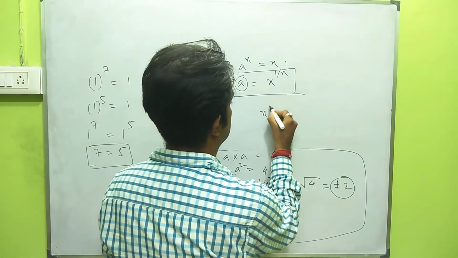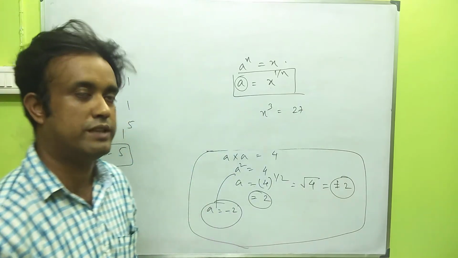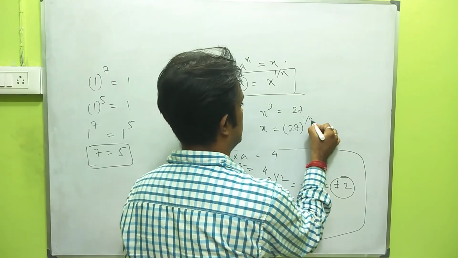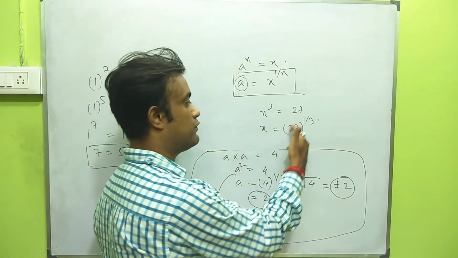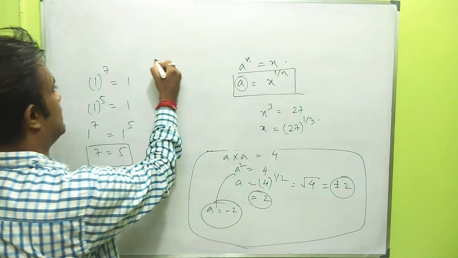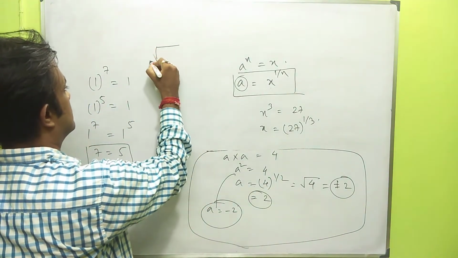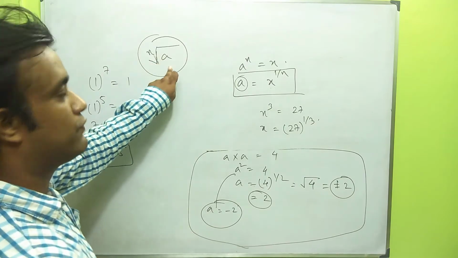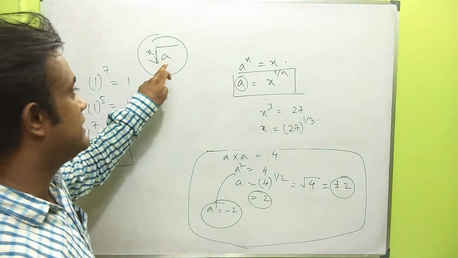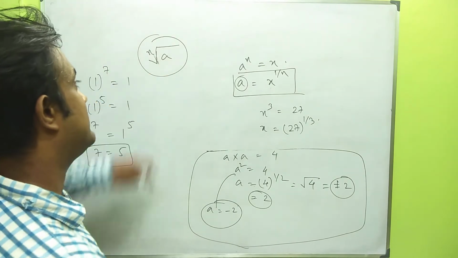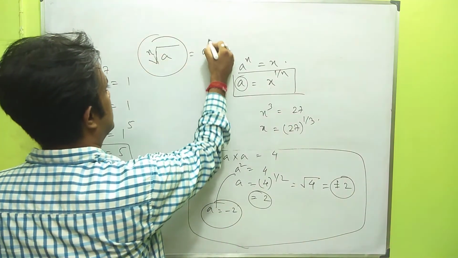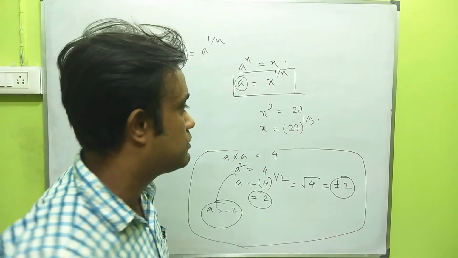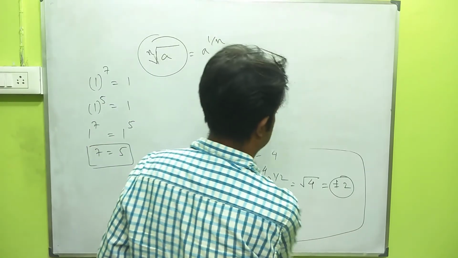So x cube is equal to 27. Suppose x cube is equal to 27. So what will be x? X is equal to 27 to the power 1 by 3. That is cube root of 27. So nth root of a will be represented as a to the power 1 by n. So all the rules of indices or exponent I explained.